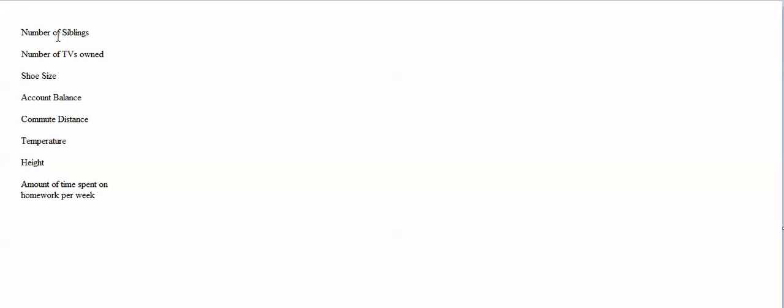Now it's a discrete quantitative variable if there are gaps in which you can't have any possible values. And it's a continuous quantitative variable if there are no gaps and a value can be anywhere on the number line. And let's think about this for every example. Let's start with number of siblings.